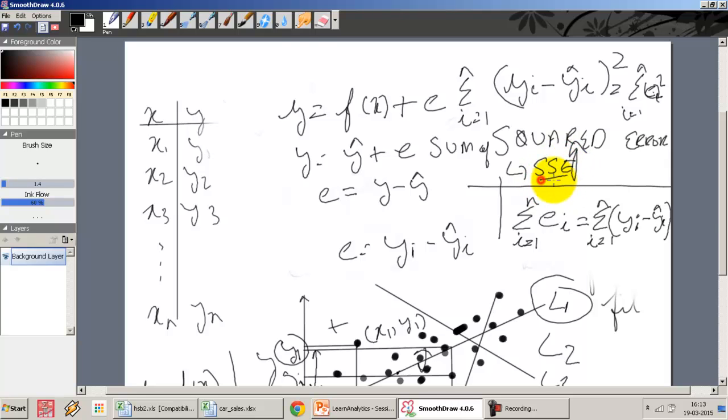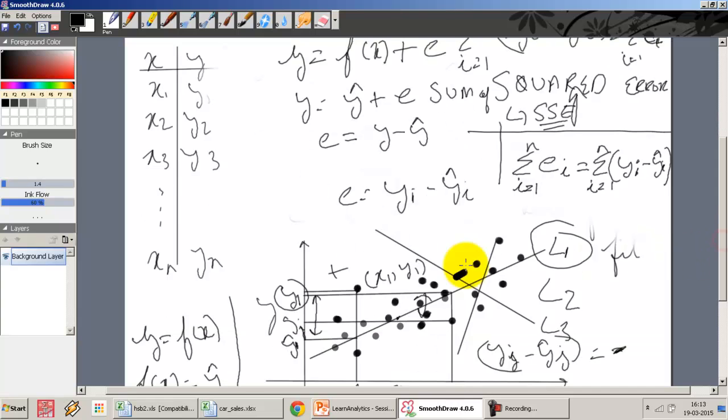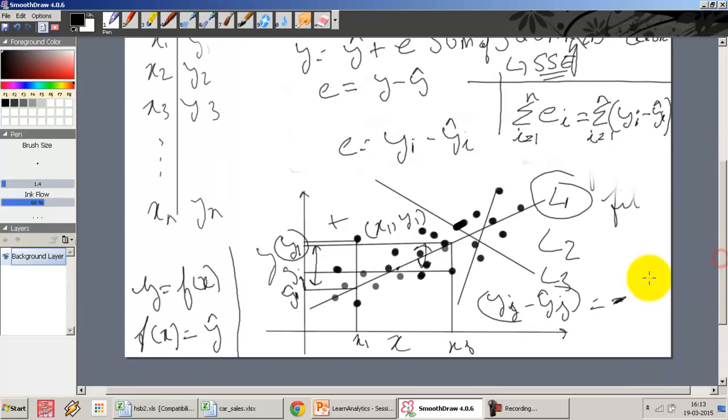So SSE stands for sum of squared error, and the error is simply the difference between the predicted value of y based on the line and the actual value of y. So the actual value of y is yi, the predicted value is y hat i. So I square the error term and I add up the error for all the observations in my data set, and that becomes the total sum of squared error for line 1.